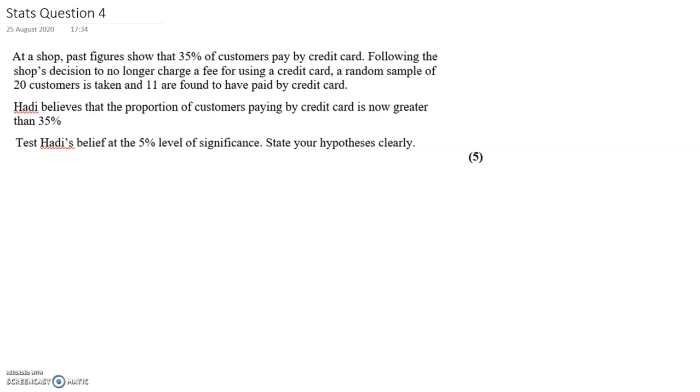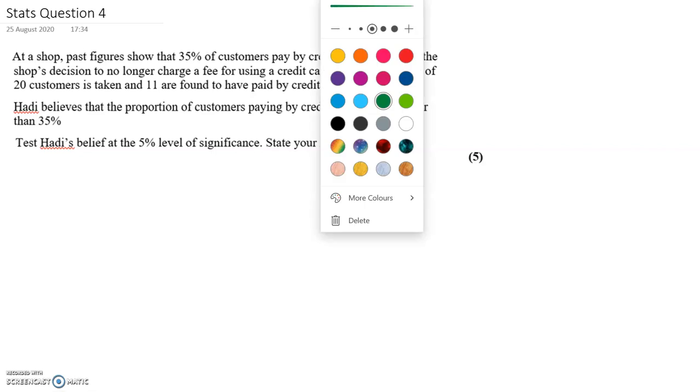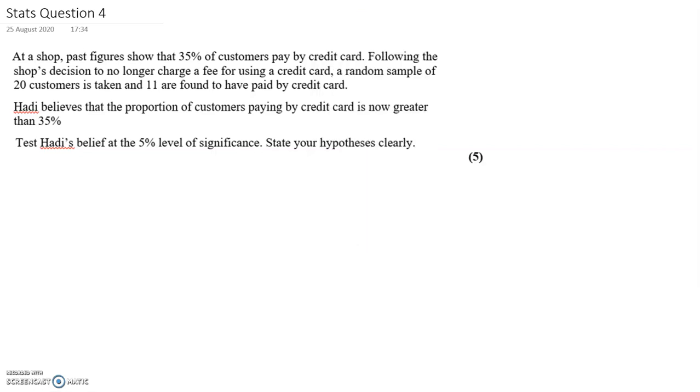So the last stats question on this initiator is a hypothesis testing question. I can see that because it says state your hypotheses clearly. So what I've got to do is define what X is, write out my distribution, write out my hypotheses, and then I can go about answering the question.